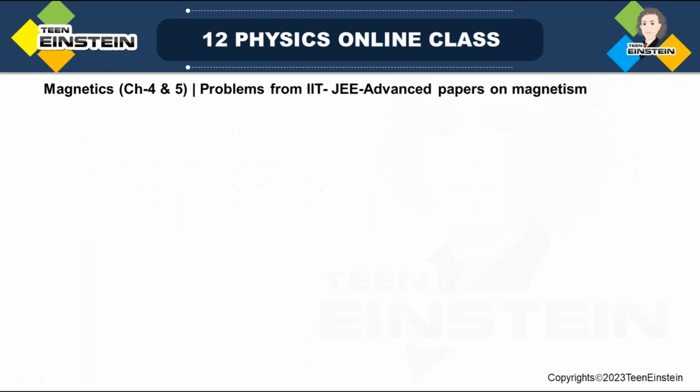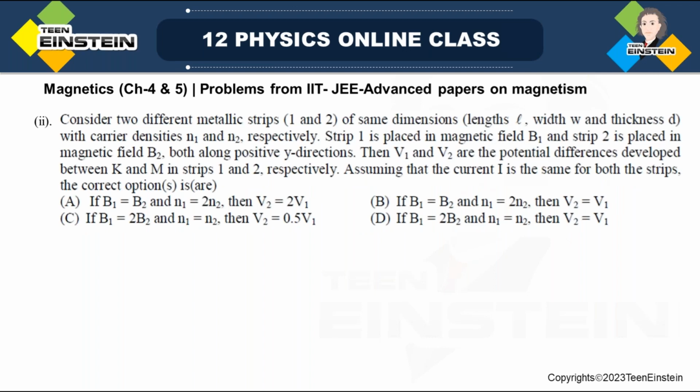Similarly, we have the second part of this question. Consider two different metallic strips. Earlier it was the same metallic strip with different dimensions. Now you have two different metal strips of the same dimension, with thickness and length the same, with carrier densities different, N1 and N2 respectively. Different metals mean different carrier densities. Strip 1 is placed in the magnetic field B1 and strip 2 is placed in the magnetic field B2, both along the positive y direction.